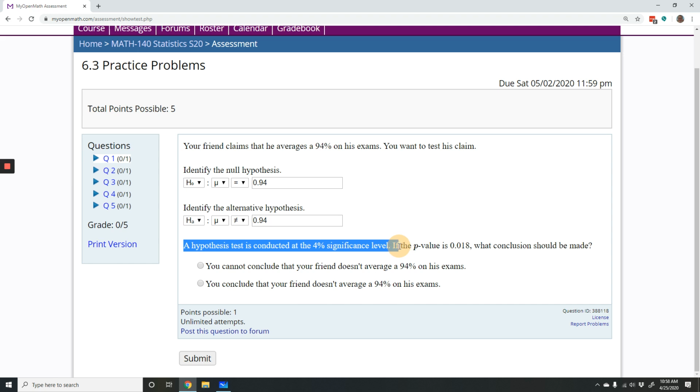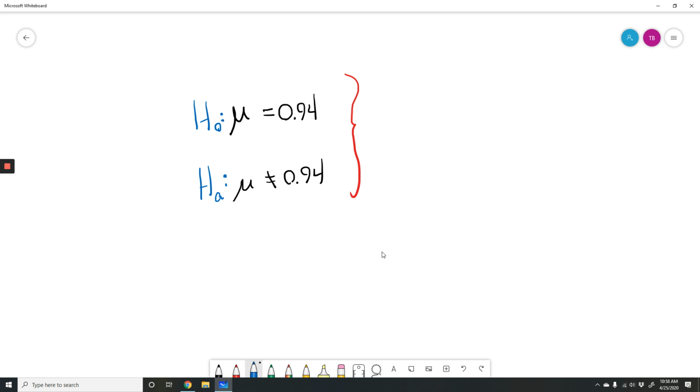A hypothesis test is conducted at the 4% significance level. So we're conducting a hypothesis test at the 4% significance level. That significance level, that's our alpha. So 4%, that's 0.04. That's our alpha. That is the threshold with which we are comfortable in rejecting the null hypothesis. If the probability of the sample we get is lower than that alpha, assuming the null hypothesis were true, then we think that's so unlikely that we think the null hypothesis is probably not true and we would reject it. Okay.